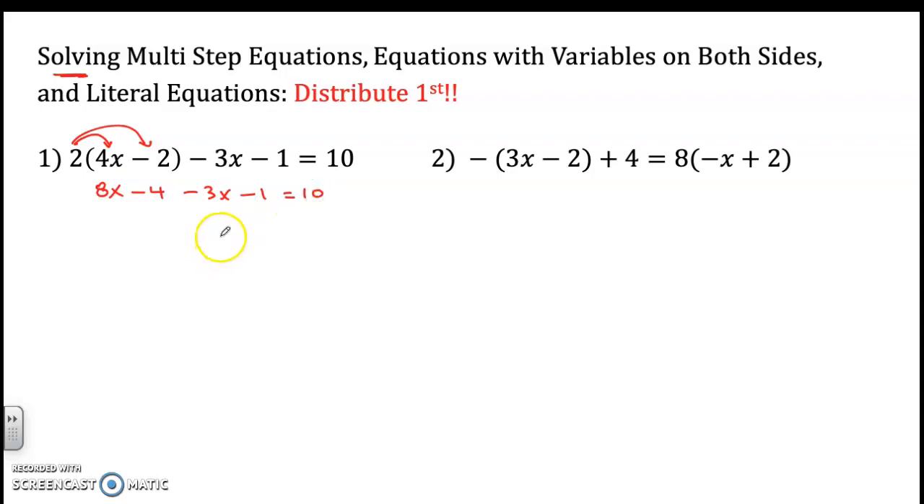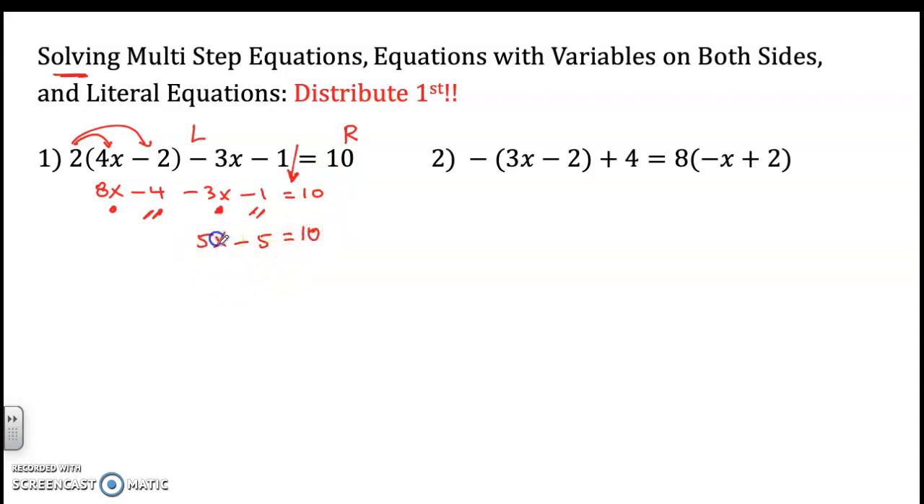Okay, next, as soon as I distribute, now I want to combine like terms. Look at the equal sign, right? So this is the left side and this is your right side. So I combine on the left. Combine 8x with the 3x. 8 minus 3 gives me 5x. And my constants, which are -4 and -1. -4 minus 1 is -5. And I'll bring down the 10. And I just combine like terms on the left side.